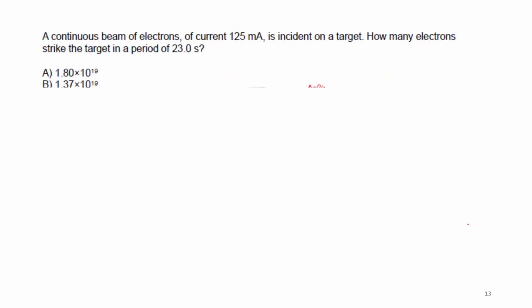Okay, this is also straightforward. We have a continuous beam of electrons, and I give you the current, 0.125 amp, incident on a target. How many electrons strike the target in a period of 23 seconds? You know that current is charge divided by time. That means my total charge will be current multiplied by time.